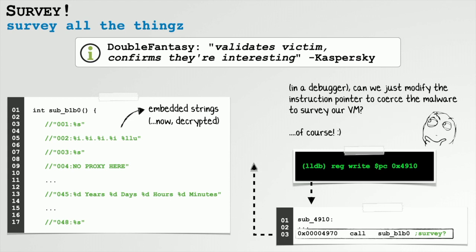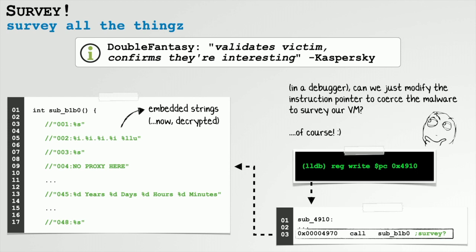Now, as Kaspersky mentioned, the main goal of DoubleFantasy, the Windows version, is to validate victims and confirm that they are interesting. Looking at the decrypted strings, we saw a lot of strings that appeared to be related to survey logic as well. We see these sequential strings starting at 001, going up to 48, and some of them decrypt to values that appear to indicate a survey. They're all contained within one subroutine, so I wondered, could I coerce the malware to essentially perform a survey for me? So A, I could see how it performed it dynamically, but B, also see what the survey contained. The answer is yes, of course.